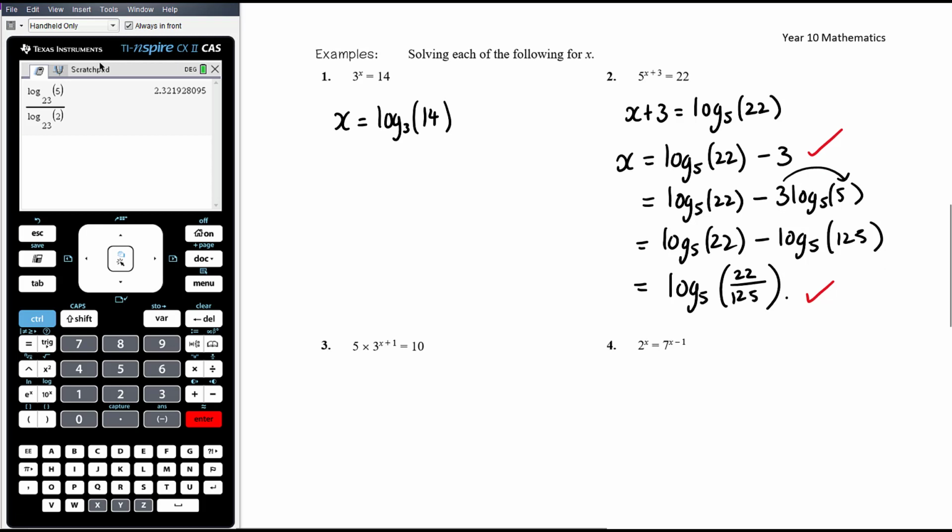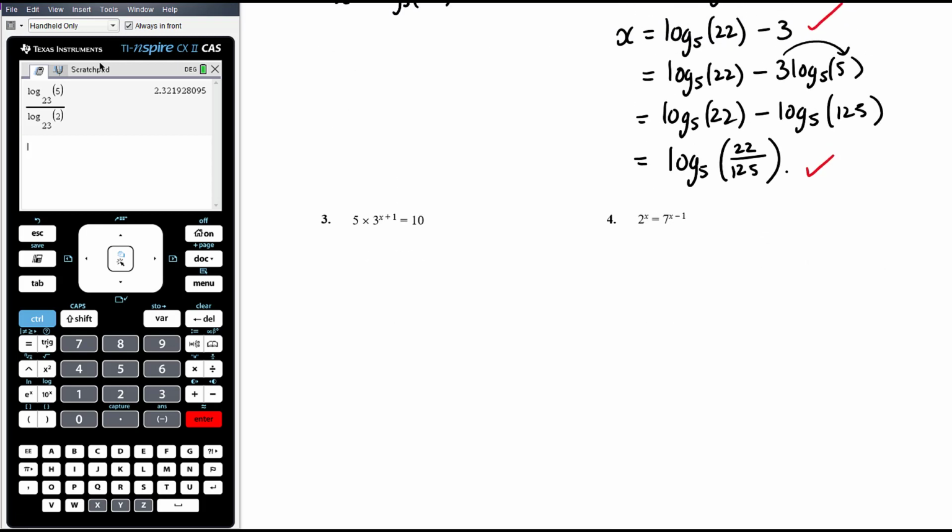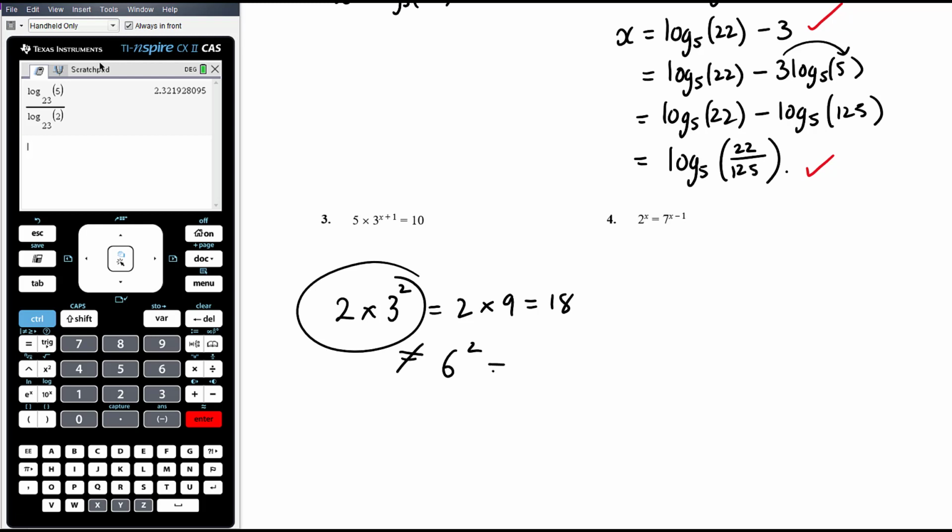Alright, question 3. 5 times 3 to the power of x plus 1 equals 10. Now, the common error you'll make here is you'll tell me that that's the same as 15 times x to the power of 1. Now remember, that's not how indices work. You cannot just multiply the bases together and expect it still to be the same thing. Let me give you an example. If you have 2 times 3 squared, well that's 2 times 9, which is 18. It doesn't equal 6 to the power of 2, which would be 36. So you cannot just multiply the bases together.